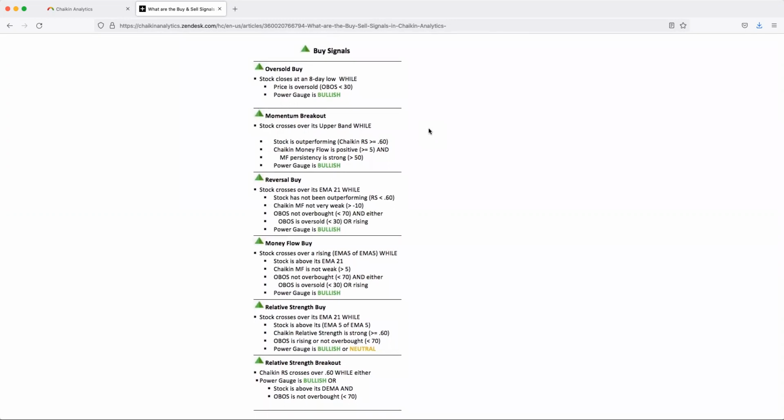So we just looked at an oversold buy. What is that? Well, the stock closes at an 8-day low while the price is oversold and the power gauge rating is bullish. Oversold buy is a popular signal for swing trading or shorter term tactical entries. Certainly it can be useful to help you find something to enter for a little longer term as well. It's likely to help you find something that has had a dip and is oversold and is also bullish. That's what it does.